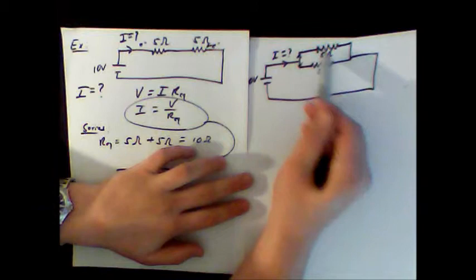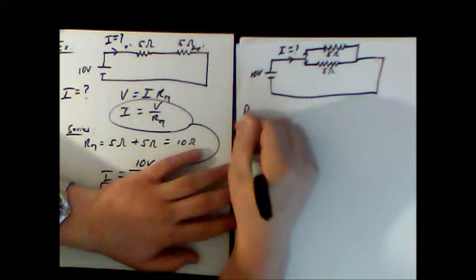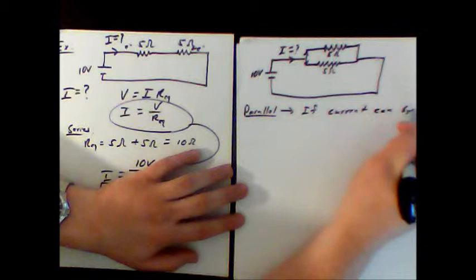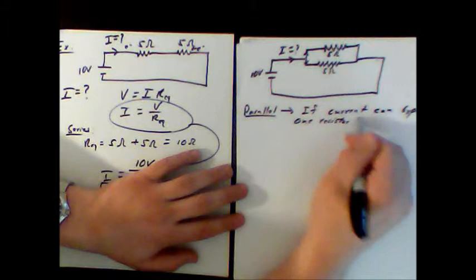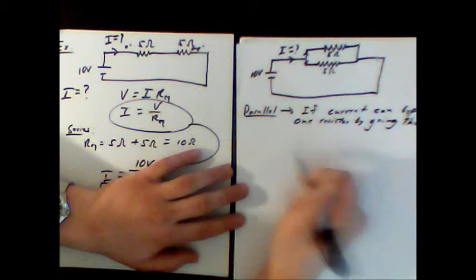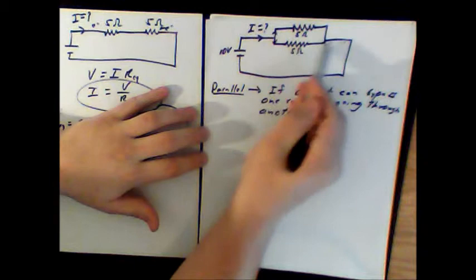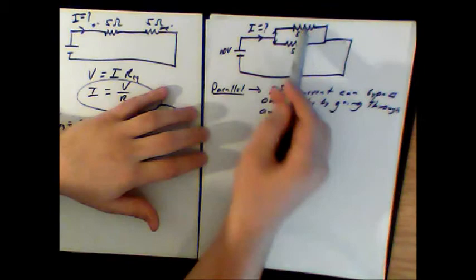All right, the rule for parallel. First of all, let's define what parallel means. We say that these are in parallel. What does that mean? It means if current can bypass one resistor by going through another, then those two resistors are in parallel. So one more time. Parallel is if you choose to go through one resistor, the other resistor gets completely left out of the loop. So that would be a parallel circuit. These two are said to be in parallel with each other.